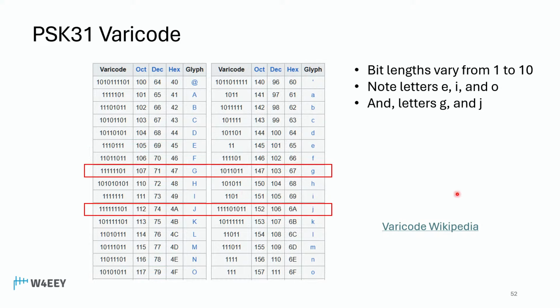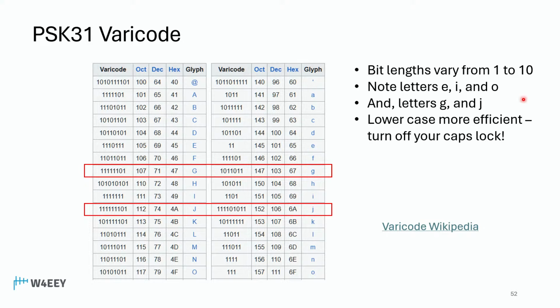Now here's some that are a little bit nastier. Here's a G and a J. Much, much longer code. It has to be transmitted over the air, so it takes a lot longer to send those kinds of letters. So the bit lengths can vary from 1 to 10. We've got short letters and long letters. Lowercase are more efficient. They have fewer elements. So if you're using PSK31, keep your caps lock key off.